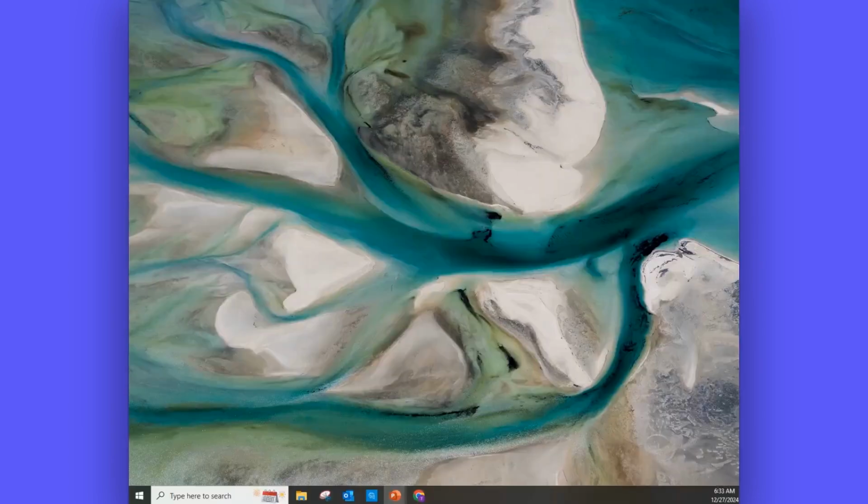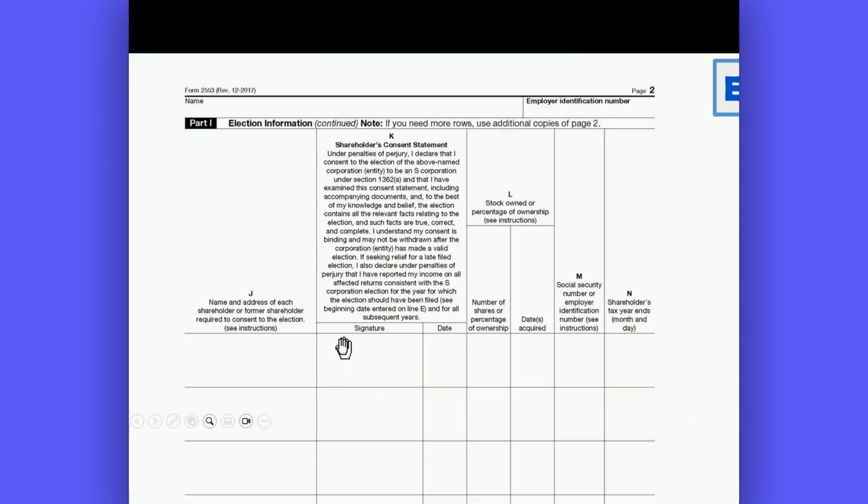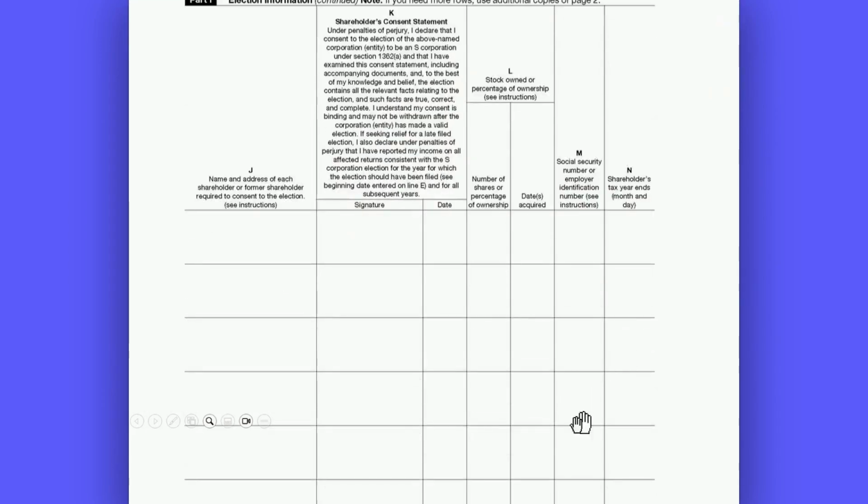Then we come to page 2, and this is where all of the shareholders have to sign. So remember, 100% of the shareholders, all of them, must consent to the S Corp election. And here is where they sign to show that they do, in fact, consent.